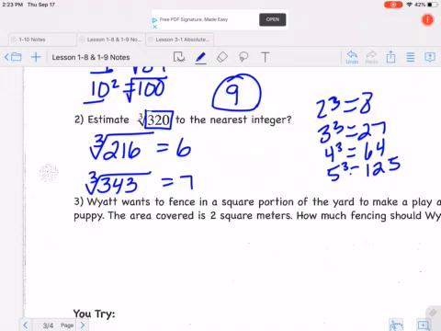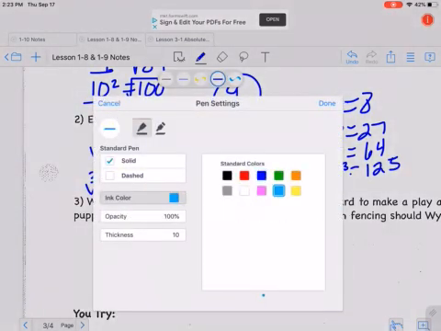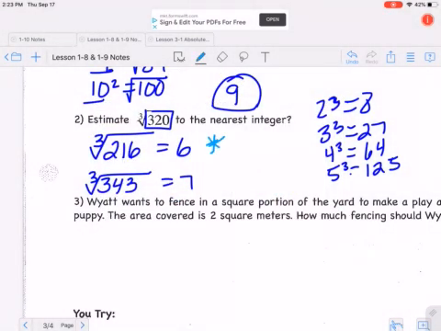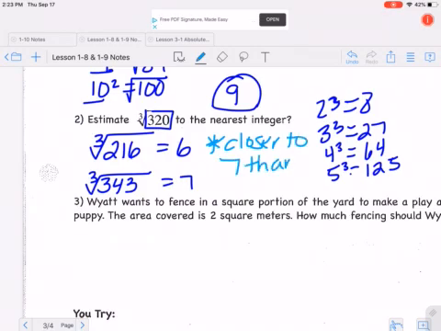So since I'm looking at 320, I see that the cubed root of 216 is 6, and the cubed root of 343 is 7. So your answer for this is going to be closer to 7 than 6. So 7 would be your answer.